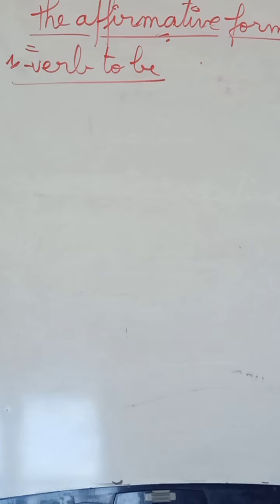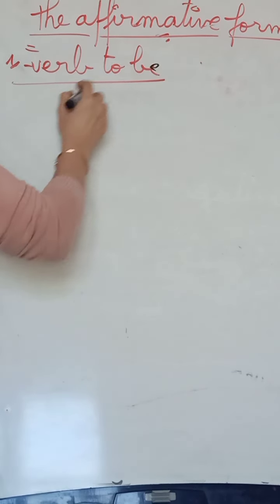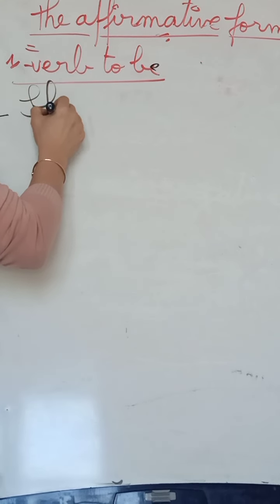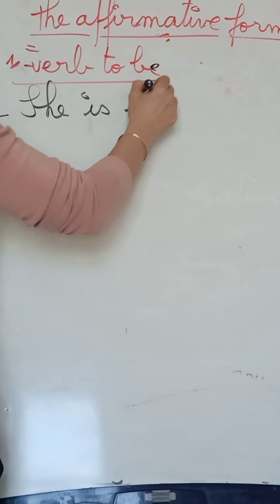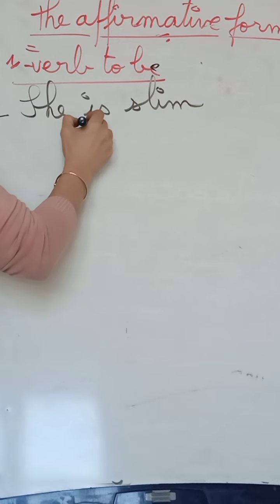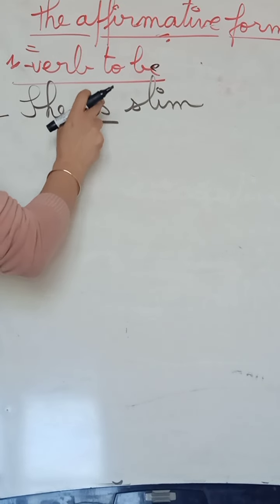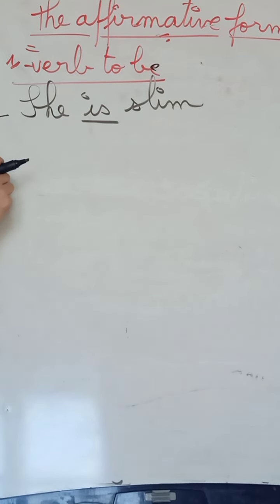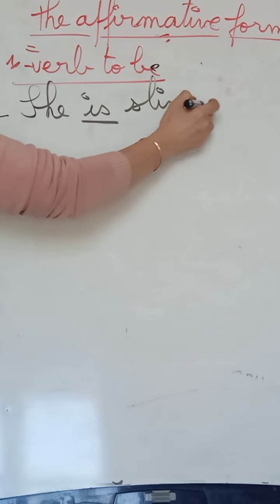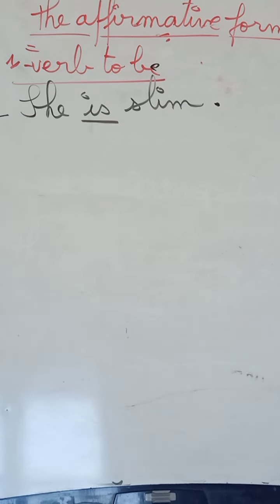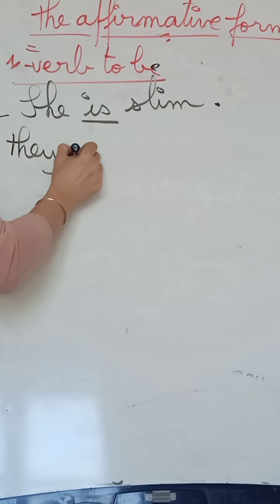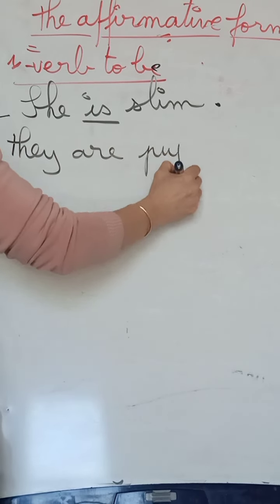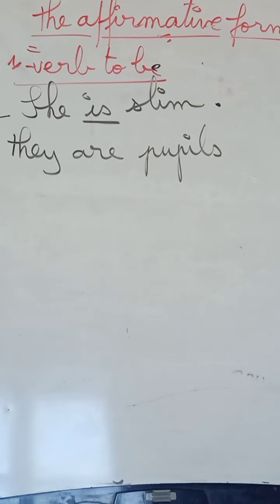So, la forme affirmative, pardon. Here we start with verb to be. Verb to be, for example, I say, she is slim. Look here, the verb is conjugated in the present simple tense. Here, this is affirmative form. Okay, with verb to be. For example, they are pupils. Here, with verb to be also.